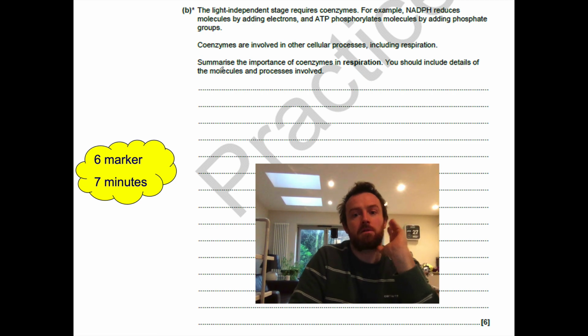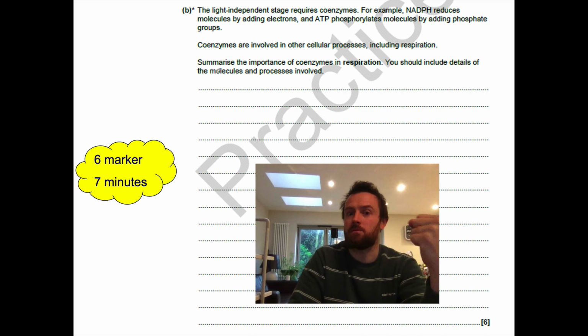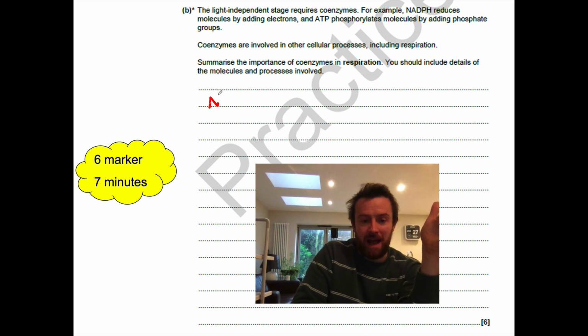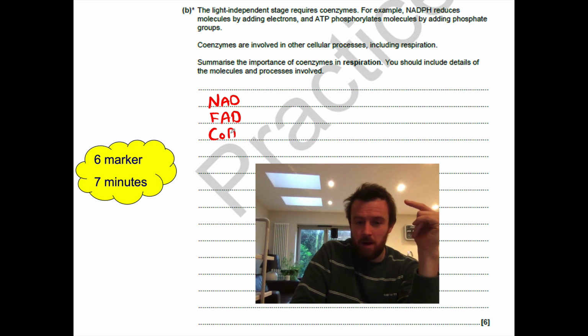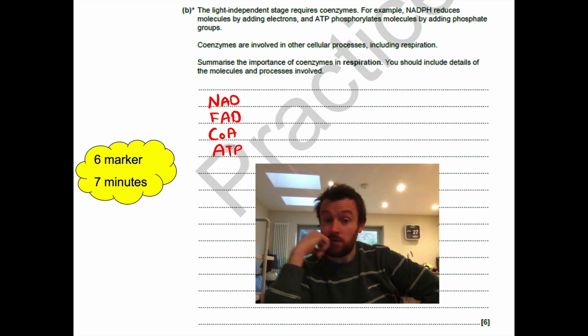So, first of all, before we get started, what are the 4 coenzymes involved in respiration? See if you can list them for me quickly. Okay, did you get them? So first of all, we've got NAD, obviously. We've also got FAD, don't forget that one. We've got coenzyme A. And finally, also, don't forget, we've got ATP. So those are the 4 coenzymes involved in respiration.